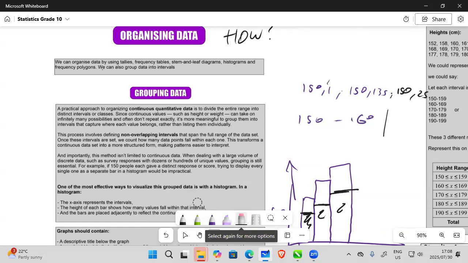Once these intervals are set, we count how many data points fall within each one, and this transforms a continuous data set into a more structured form, making patterns easier to interpret. And importantly, this method isn't limited to continuous data. When dealing with a large volume of discrete data, such as responses of dozens or hundreds of unique values, grouping is still essential. For example, if 150 people each gave a distinct response or score, trying to display each single one as a single bar in a histogram would be impractical.